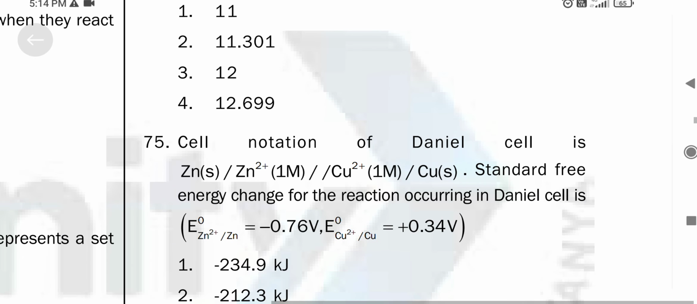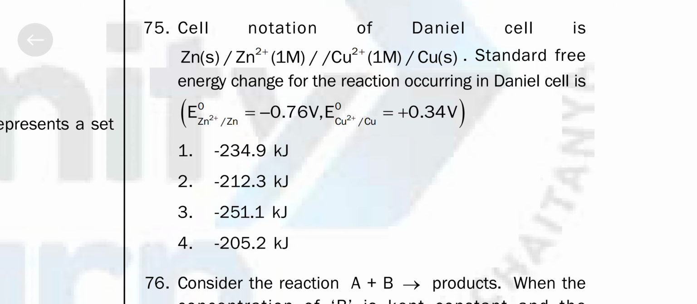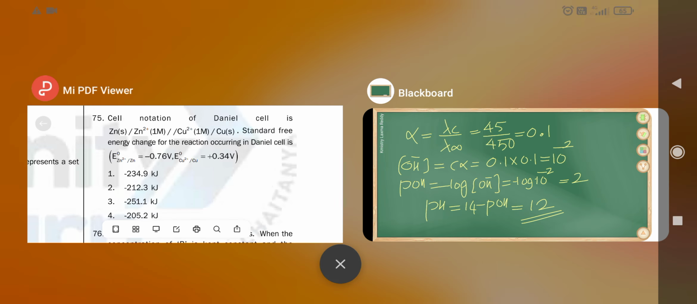Option 3. The cell notation of the Daniell cell is Zn | Zn plus 2 || Cu plus 2 | Cu, standard. This is the Daniell cell. Directly you know the value, 1.1 volt. So you can use the direct formula delta G is equal to minus nFE naught cell. If you want, I will just show you. Delta G is equal to minus nFE naught cell. Here the number of electrons involved is 2, so 2 into 96,500 into 1.1. Just apply this and you will get the answer.